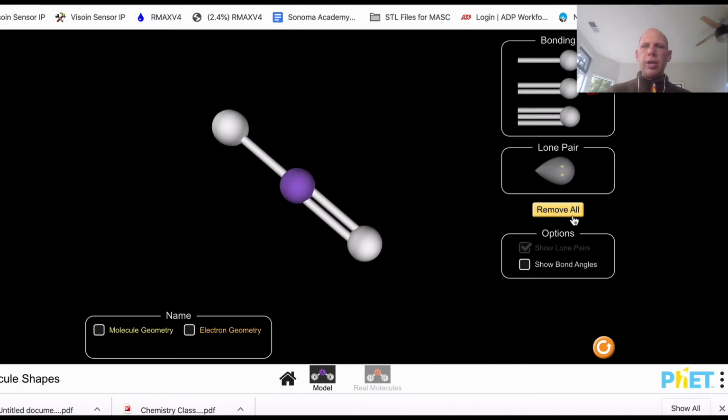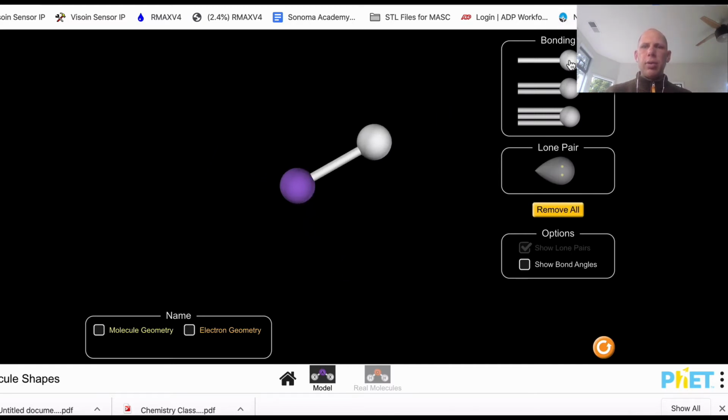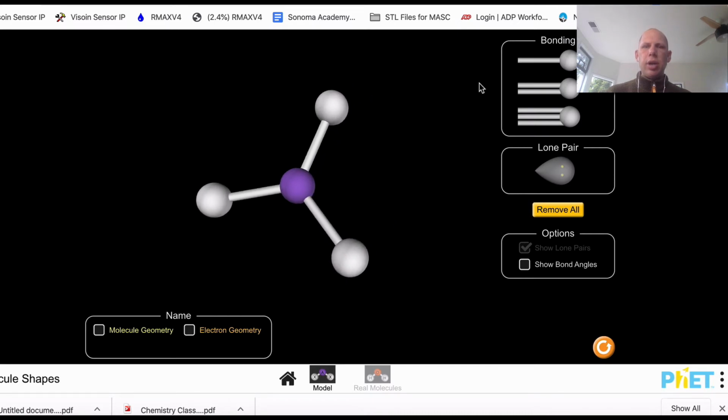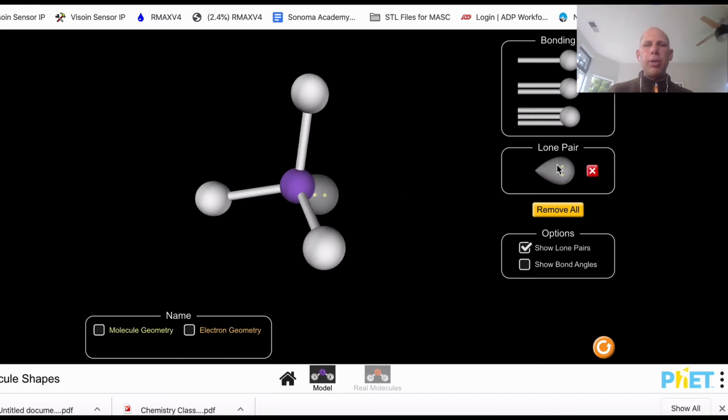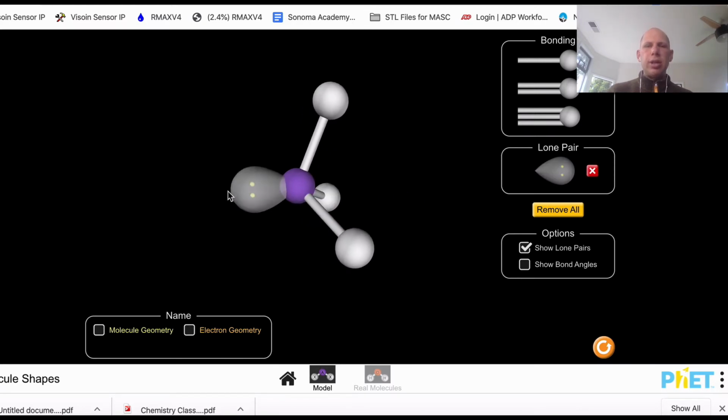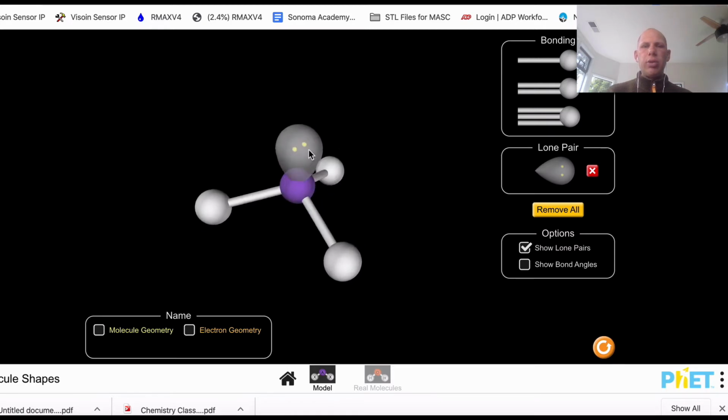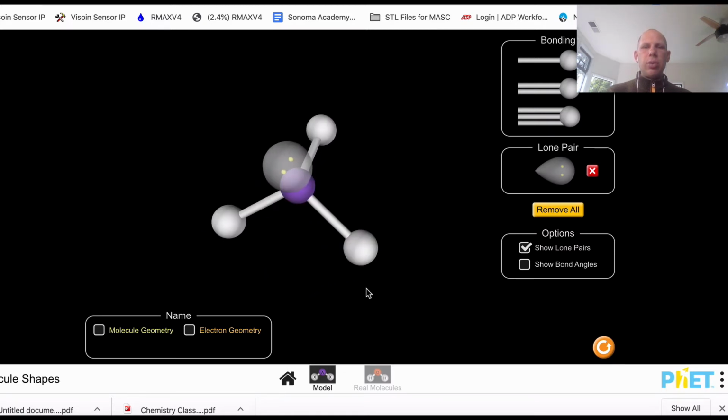All right, let's try it differently. What if I put one here, and one here? Okay, so that's not trigonal pyramidal. This is called trigonal planar. What's going to happen when I put the lone pair? Oh, there it is, right? So there is that molecule that we just saw earlier. If these were really big, that would have been like the NI3.